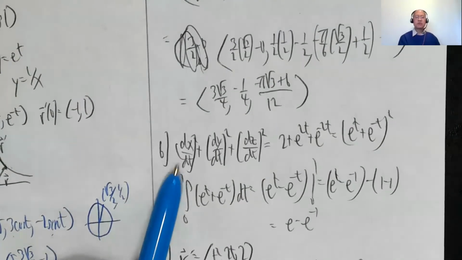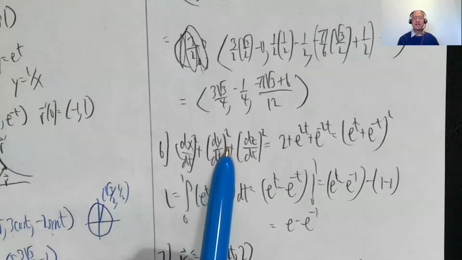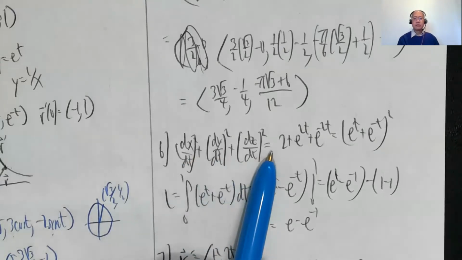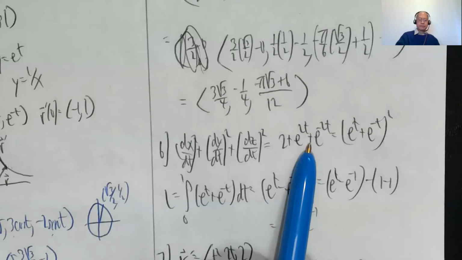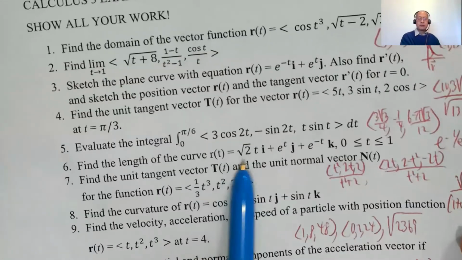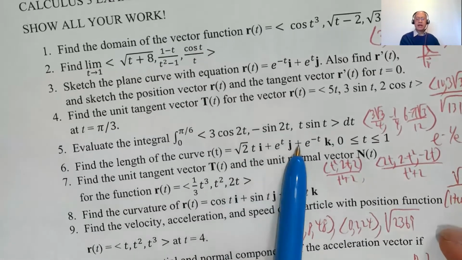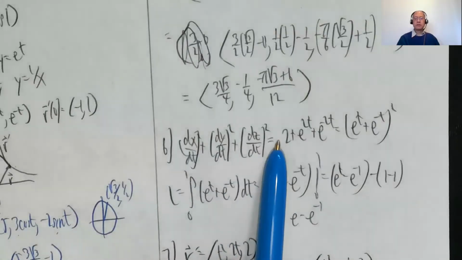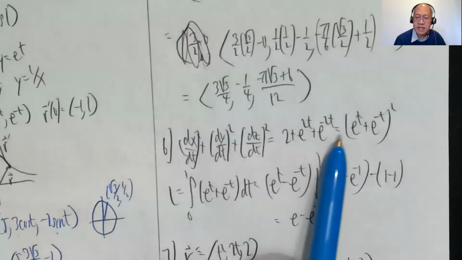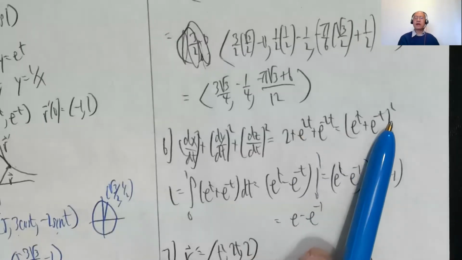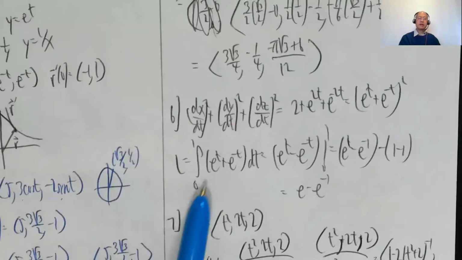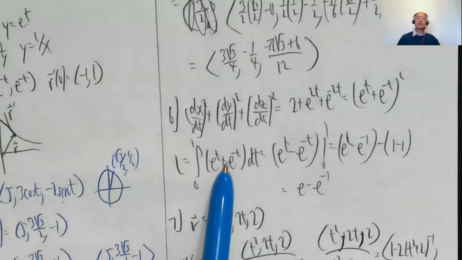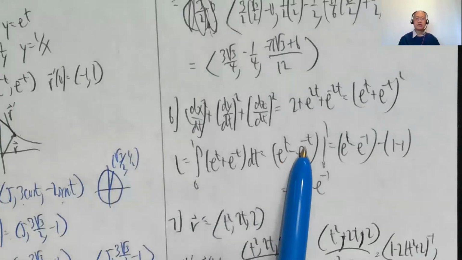Number 6, dx dt squared plus dy dt squared plus dz dt squared comes out to be 2 plus e to 2t plus e to negative 2t. The derivatives are radical 2, e to t, and negative e to negative t. When you square them, you get this. And very conveniently, this is e to the t plus e to negative t quantity squared. So by formula, you integrate the square root of this, but the square root of this, just take off the 2. You integrate e to the t plus e to negative t, which comes out to be e to the t minus e to the negative t.